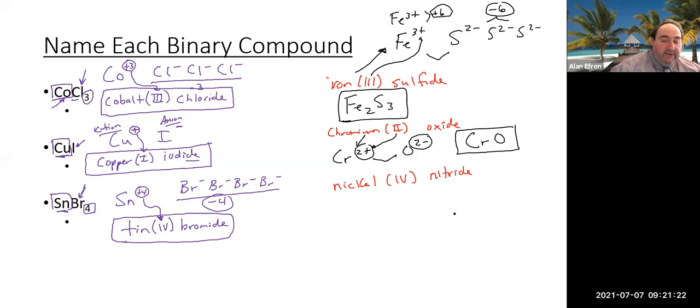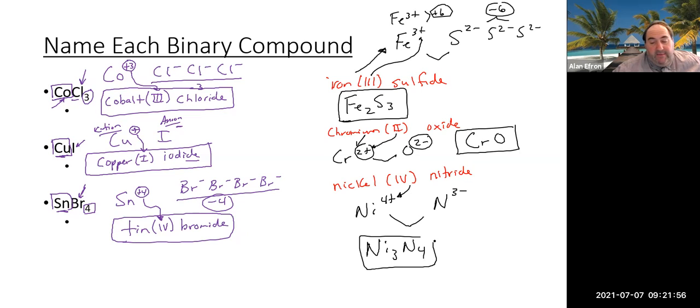And lastly here, nickel, Roman numeral 4, means I have a nickel that has a +4 charge because of the Roman numeral. Nitride is group 5 on the periodic table, which means it has a -3 charge. Again, putting these together, you simply multiply those numbers, and that's 12, I believe. So to get my nickel to 12, I need 3 of them. And to get my nitride to 12, I need 4 of them in this case. And that will give us that.